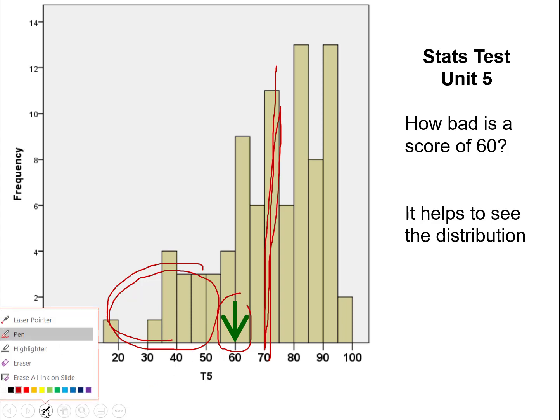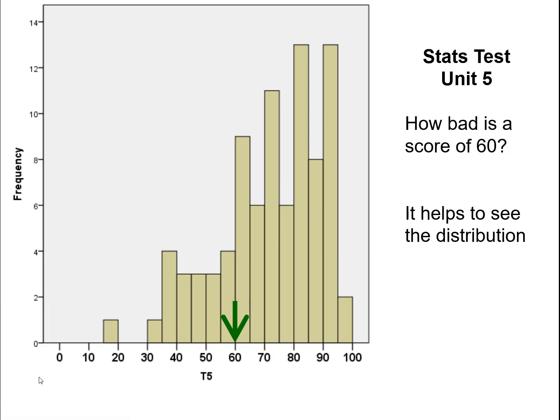So when we see the shape of the distribution, when we see the other scores for all the other students in the class, it gives us a little bit of perspective about exactly how high or low a score this person got. A score of 60, exactly how high or low is that? Well, it looks like it's a little bit below average, but it's not a terrible score when we see the rest of the distribution.